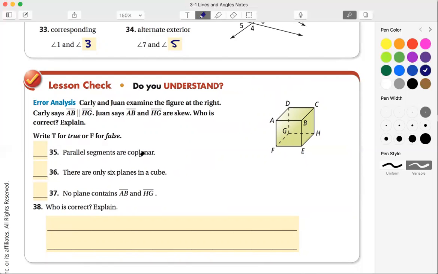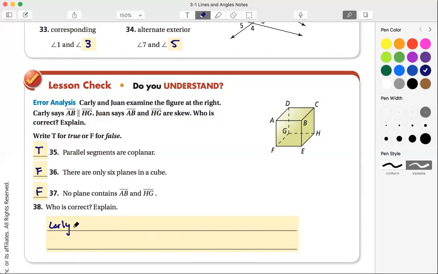Parallel segments are coplanar. Is that true or false? Well, that's true. There are only 6 planes in a cube. That is false. There are 6 faces of a cube, but remember, we can also draw planes through the diagonals. No plane contains AB and HG, the diagonal plane would contain both of those, so that's false. So who is correct? Carly is correct.